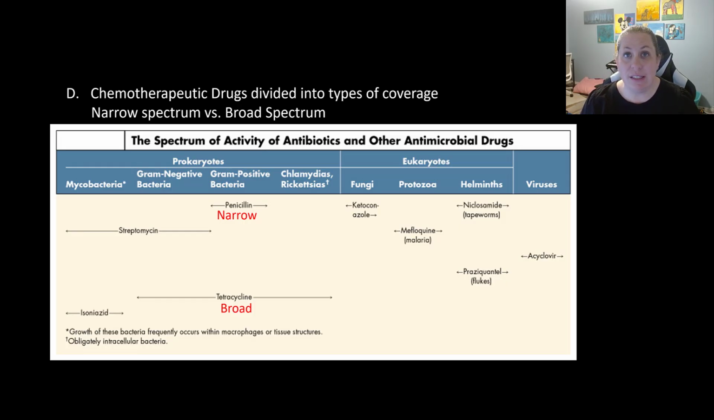But if you look at tetracycline, it has a very broad group that it's going to help with. It can hit the chlamydias, the gram-positive, and the gram-negative. A lot of times, if we don't know what's actually causing the infection, a doctor may put you on a broad spectrum antibiotic to start with. Once we culture out what is growing in that wound or infection, we then may change the course of medication to a more narrow one, because then we know exactly what we're fighting. This shows you an example that a lot of these are pretty narrow, but some are considered broad spectrum.